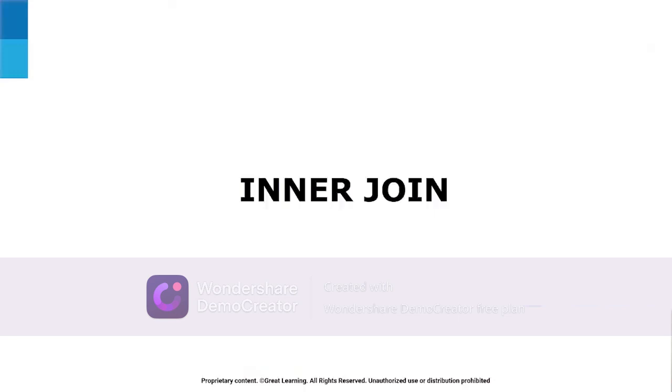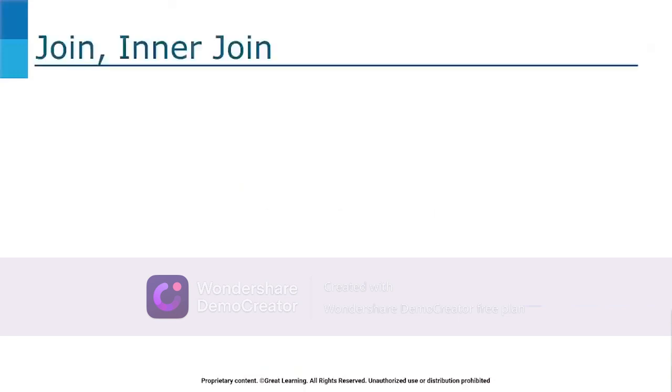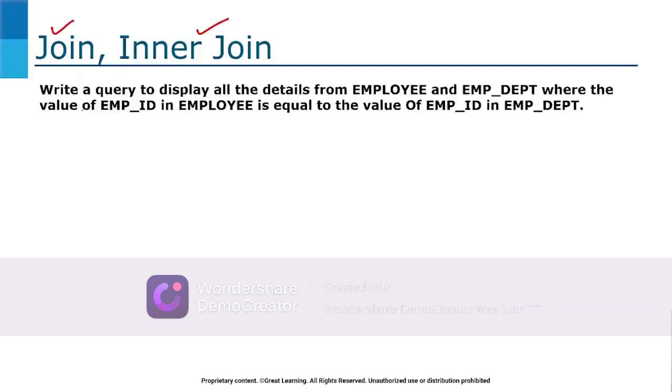You remember the two tables which I showed you, employee and employee department? Let's understand that. When it comes to inner join or join, we can use both the terms. We can use join also, we can use inner join also. Now have a look. Write a query to display all the details from employee and employee department. So can I say that this is the first part of the question? Let's solve that. Write a query to display means we want all the details, every column, from employee and employee department, where the value of employee ID in employee is equal to the value of employee ID in employee department.